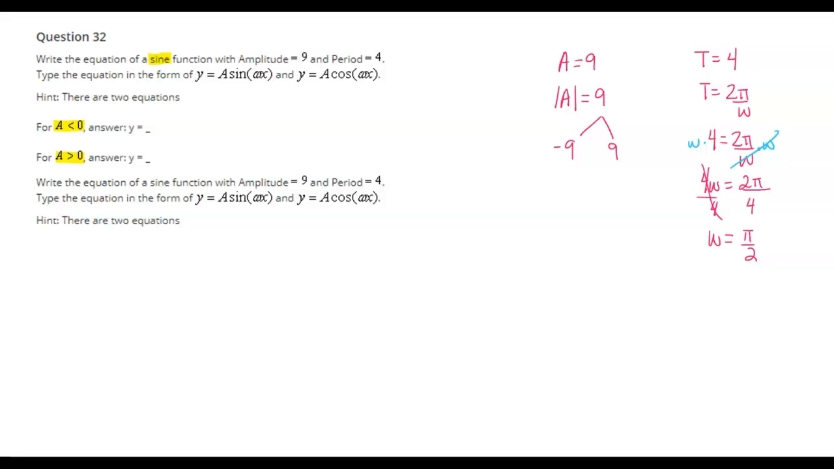So now there are two answers. And recall, it wants us to use sines. So for a less than 0, we'd put negative 9 sine parentheses pi over 2 close parentheses x. And for a greater than 0, we'd put positive 9 sine parentheses pi over 2 close parentheses x.